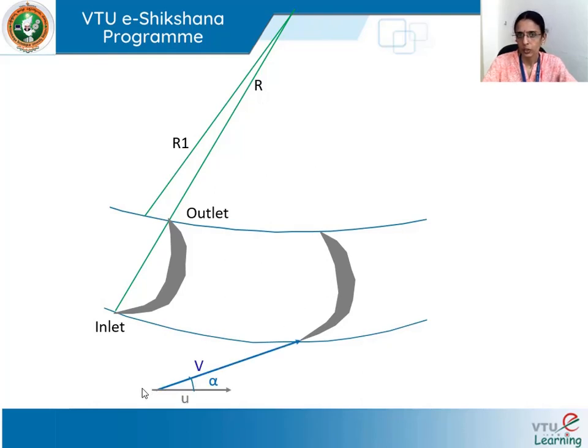Now, the jet of water is entering the vane with the velocity V, where capital V represents the absolute velocity of the jet at the inlet, and the vane is moving from left to right. So, the tangential velocity of the vane at the inlet tip is in this direction, which is the direction of the tangent at the inlet, and it is represented as u. The jet makes an angle alpha with the direction of motion of the vane, or with the direction of the tangent at the inlet, and alpha is known as the jet angle at the inlet.